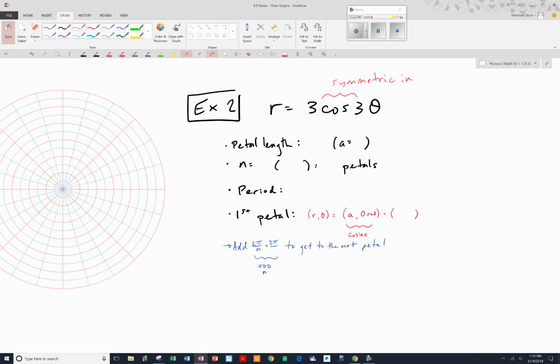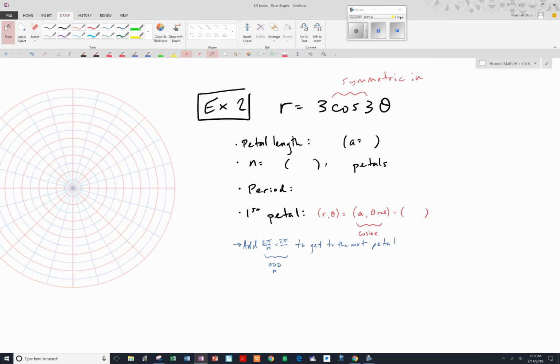Actually, no, let's not. Let's just go right to using that idea that we had here, because we've got another odd n value. Our pedal length this time is going to be 3 because of that 3 value. Let's just write a equals 3. n is 3, which is odd, which tells us that we have 3 pedals again. The period is again going to be 2 pi over 3, but here's where things change.